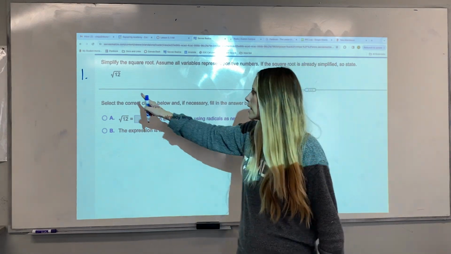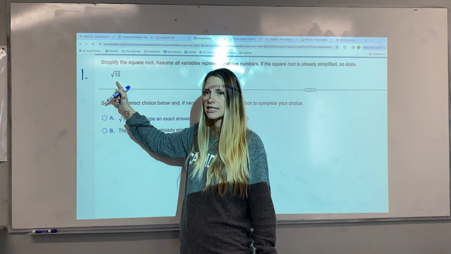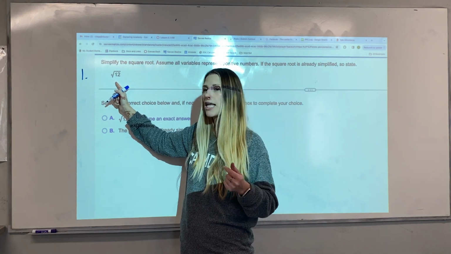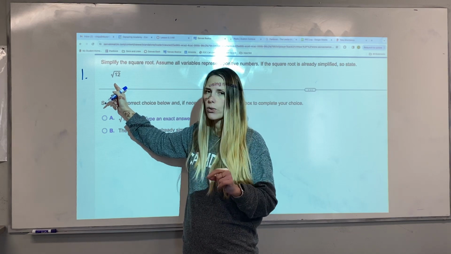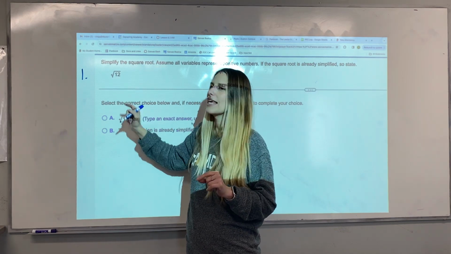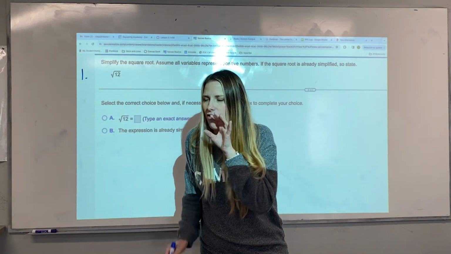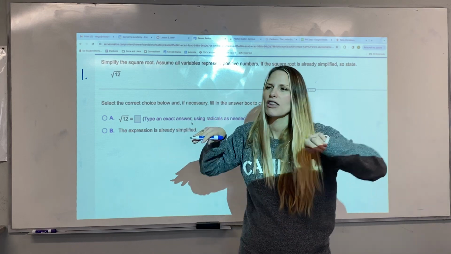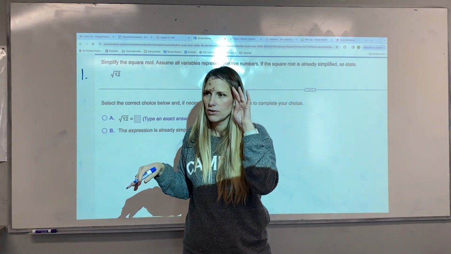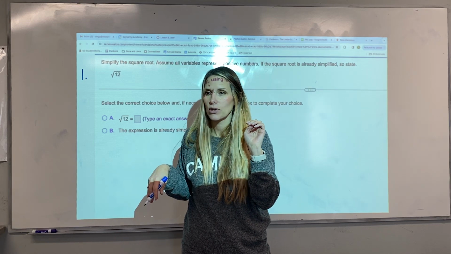So let's look at the square root of 12. Is it a perfect square? That's the first question we're going to ask. Can we just punch it into our calculator and get a whole number? No. The second question we ask is, is there a perfect square inside of it? If I open up that 12 and look at the factors of 12, would I find a perfect square in there?